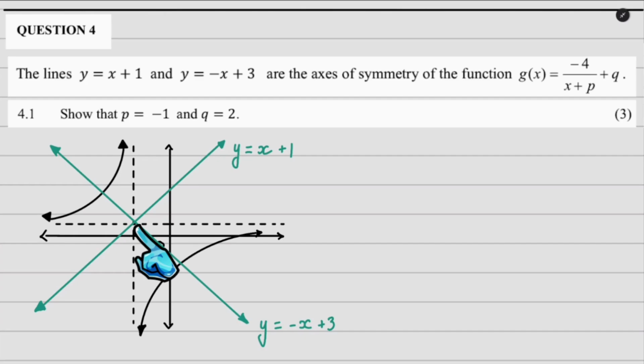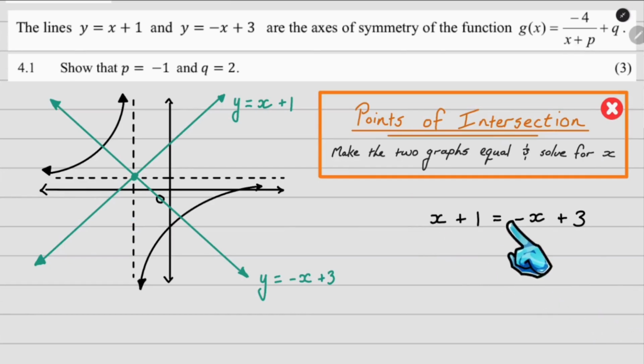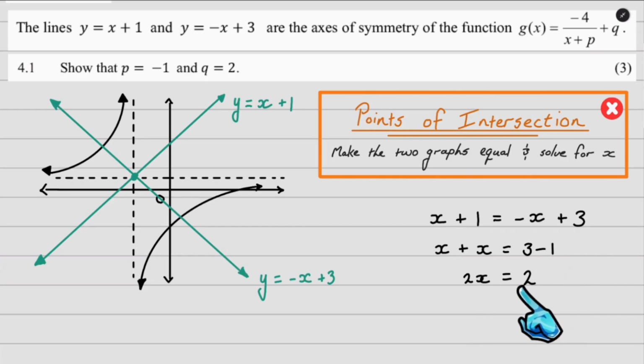This is a very special point, and that point is where these 2 axes of symmetry intersect each other. To get points of intersection, you make the 2 graphs equal and you solve for x. So I'm going to make this one equal to that one and then solve for x. Now that I've made them equal, I'm going to take this x over, it becomes positive x. I'm going to take this 1 over and it becomes -1. And x plus x is just 2x. 3 minus 1 is just 2. I divide both sides by 2 to get x on its own, and I get x to be 1.